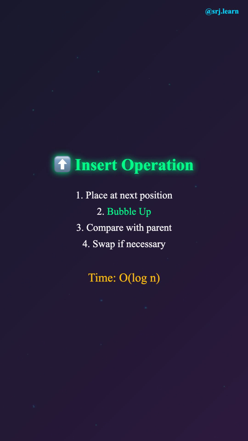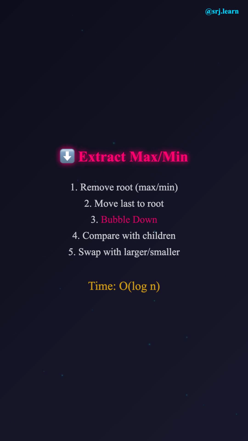Second, extracting the maximum or minimum. You remove the root, which is your max or min value. Then you take the last element in the tree and place it at the root. Now you bubble it down by comparing it with its children and swapping with the larger child in a max heap, or the smaller child in a min heap. This also takes O of log n time.